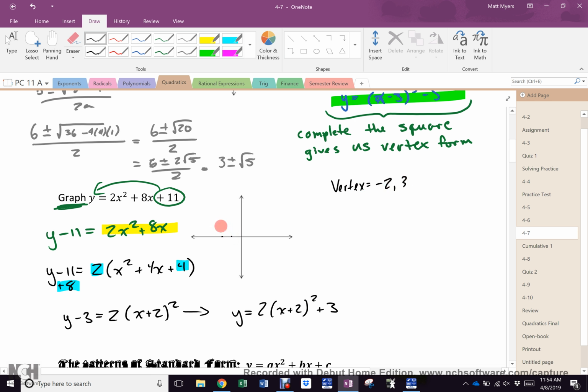1, 2, 1, 2, 3. When I go right 1, how far up do I go? 2. Why is it 2? Because I've got an a value. So I'm going to go right 1 up 2. So that is going to be negative 1, 5. And over here, will it have the same x or the same y value? Y value. So it will be negative 3, 5. Everybody good?